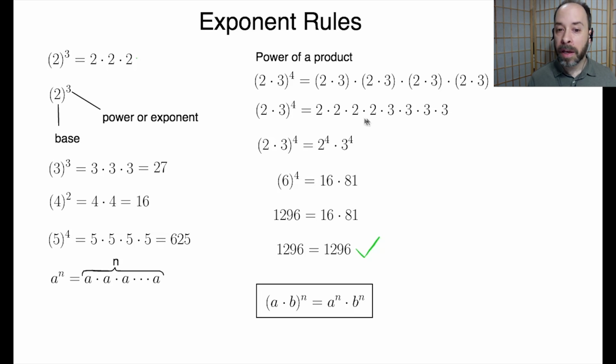And once we do that, we recognize that 4 2's multiplied together, that's exactly what we've been talking about. 4 2's multiplied together is exactly 2 to the power 4. Same thing, 4 3's multiplied together is exactly 3 to the power 4. So we can express (2 times 3) to the power 4 as 2 to the 4 times 3 to the 4. So the effect is this 4, this power, has distributed across the product.